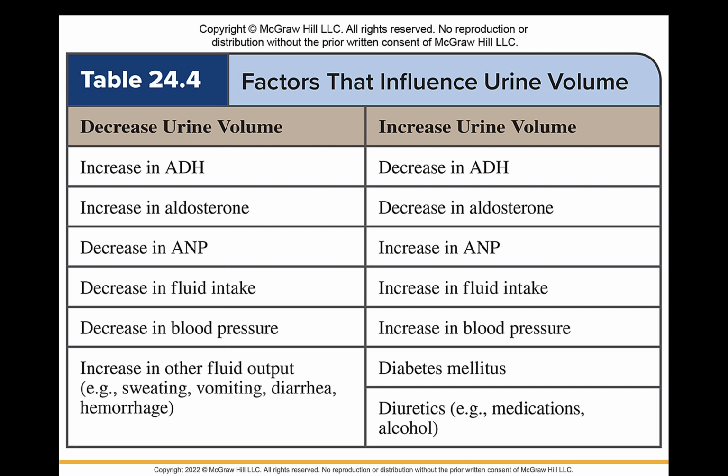Factors that increase urine volume are going to be the opposite of those that decrease urine volume. So a decrease in the hormone ADH, a decrease in the hormone aldosterone, an increase in ANP, an increase in fluid intake, an increase in blood pressure, diabetes mellitus, or diuretics. Examples would be medications and alcohol.